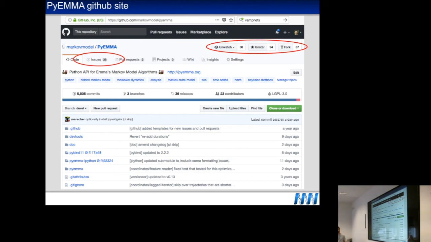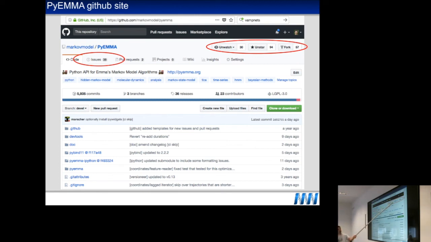So if you're using PyEMMA after this or even during this workshop, if there are any issues you encounter, so if you think there is a bug or something isn't working as it should or some documentation is wrong, you can post an issue here. Everybody can do this. You just need a GitHub account.